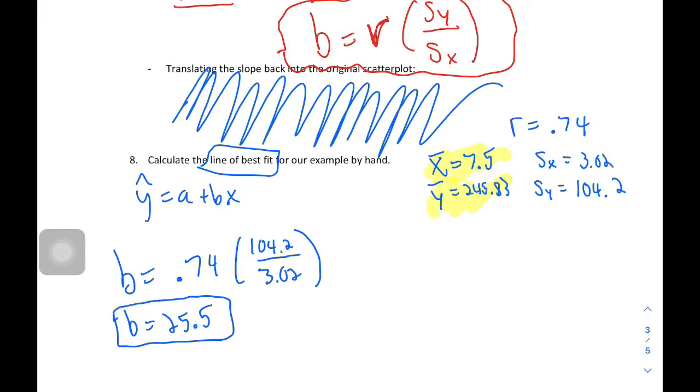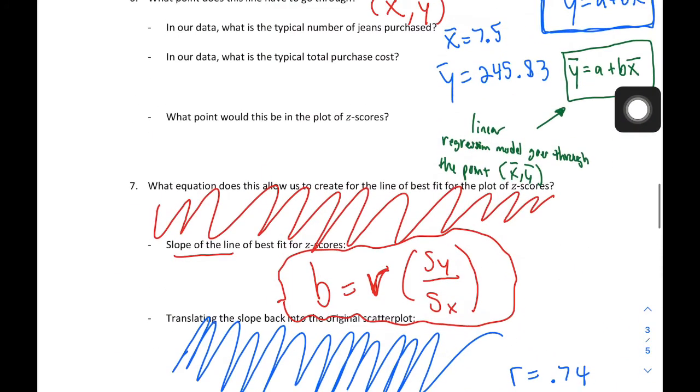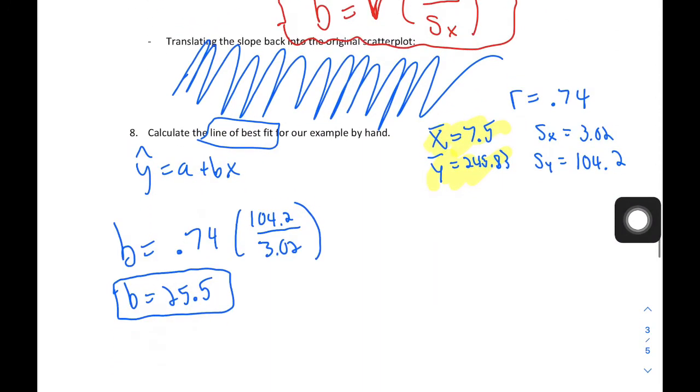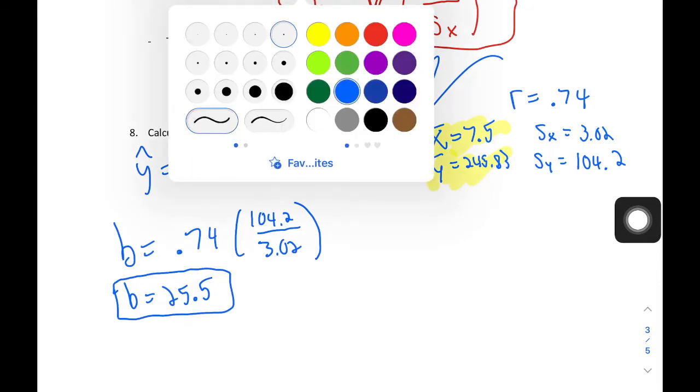All right, so we have the slope. We're still missing the y-intercept, right? We have b. We're missing a, though. But I can plug three things into this equation right now. I can plug in b, I can plug in x bar, and I can plug in y bar. Because remember that equation I showed you up here? All this means is you're plugging in x bar and y bar. So let's plug this in.